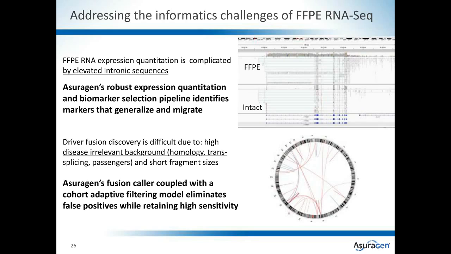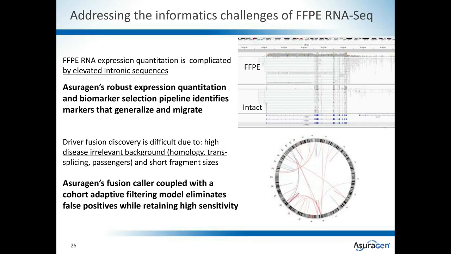Most expression quantitation algorithms that have been developed to date do not take into account this high level of pre-mRNA. Asuragen has overcome this challenge by developing a robust expression quantitation and biomarker selection pipeline that identifies markers from this compromised material that generalize to other cohorts and migrate to other assays.